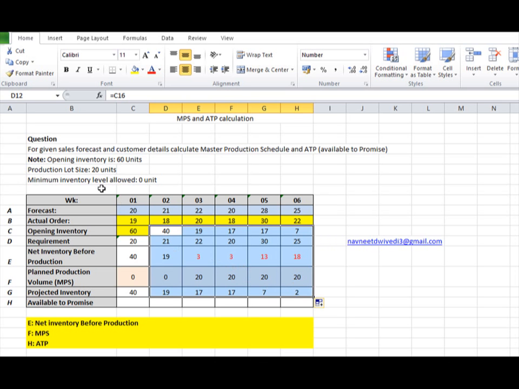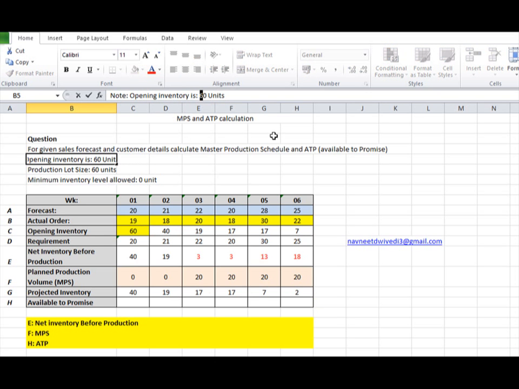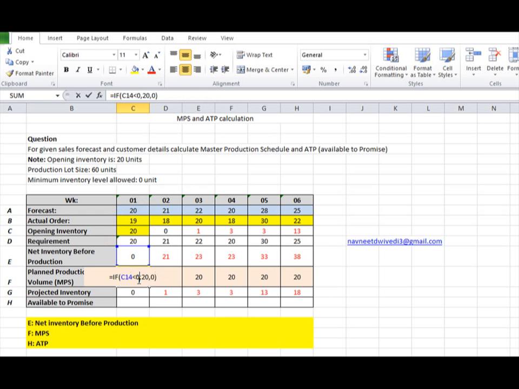Oh, actually I put down some wrong info over here. I'll put it again for you. Production lot size is 60 and opening was 20. Sorry for that. So it's 20 over here. It's 60 over here.